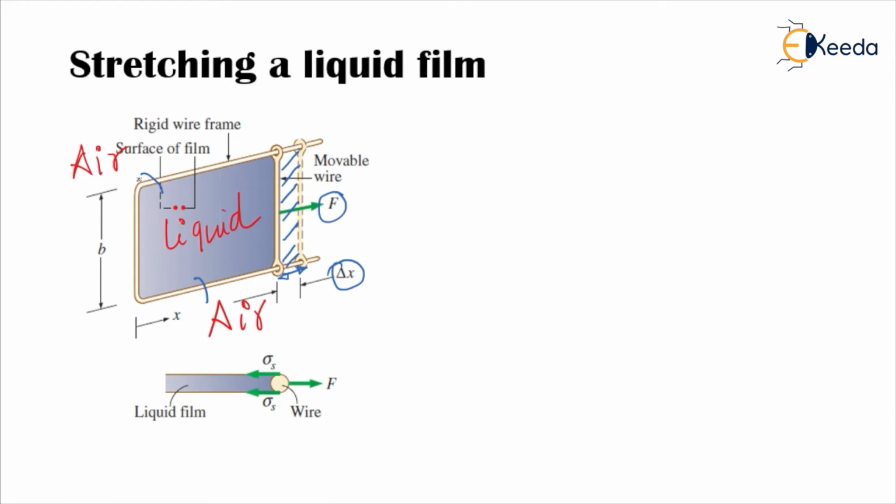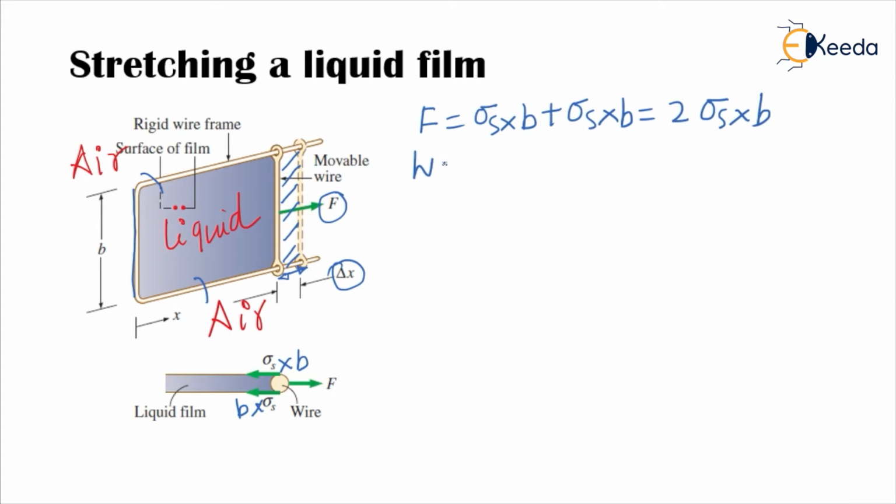Surface tension will be acting on this length b. So we can write sigma s into b, and here also sigma s into b. The force F can be given as sigma s into b plus sigma s into b, that is 2 sigma s into b. Now when we talk about the work done, remember work done is equal to force into displacement, that in this case is delta x.